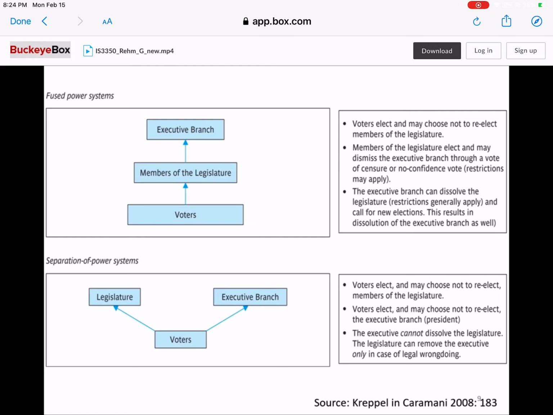So voters elect and may choose not to re-elect members of the legislature. Voters elect and may choose not to re-elect the executive branch. And the executive branch cannot dissolve the legislature, and in turn the legislature cannot remove the executive branch under normal circumstances. So there is very rare and specific ways in which the legislator can fire the executive.